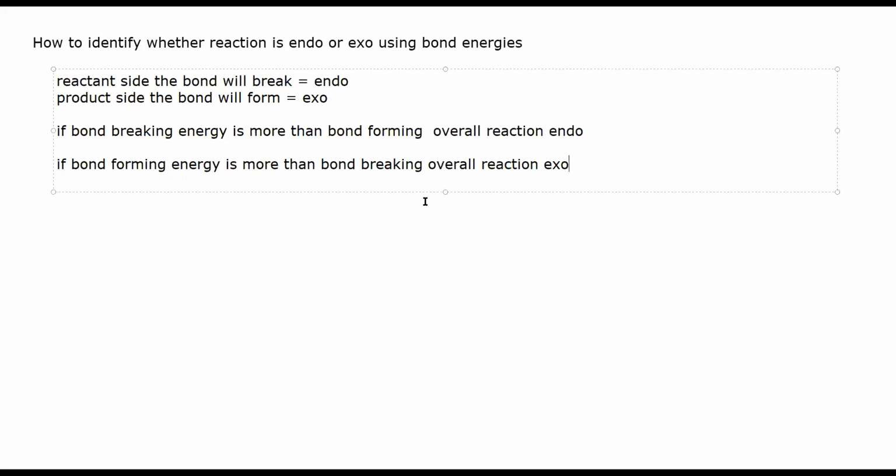How do we do these types of questions in which we identify the bond breaking and bond forming? For example, in the question it is written H2 plus Cl2 gives 2HCl. The equation is given to you. The question is to identify whether this reaction is endothermic or exothermic, and the bond energies are also given. You don't have to memorize these bond energies. In the exam, they will be given to you.